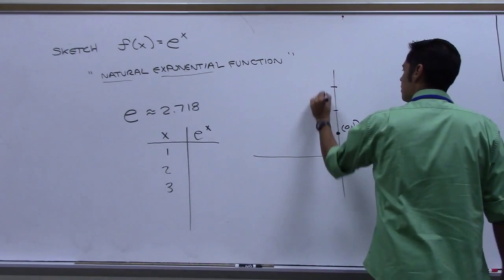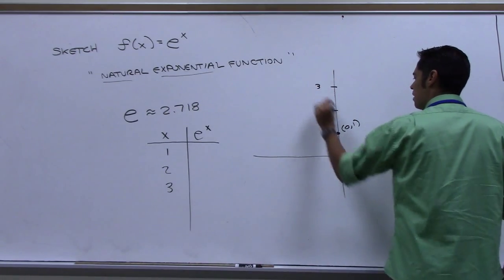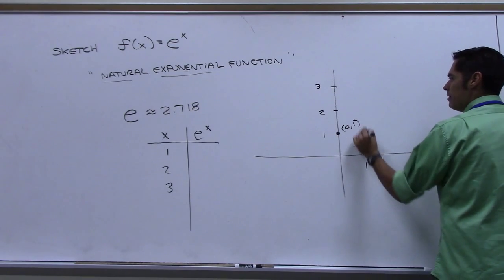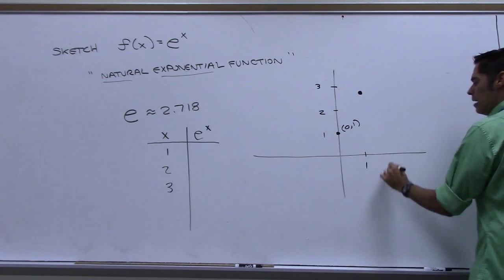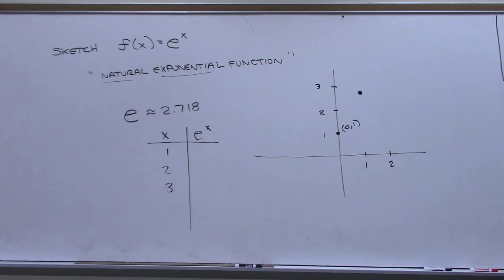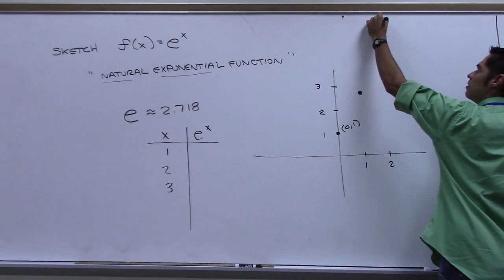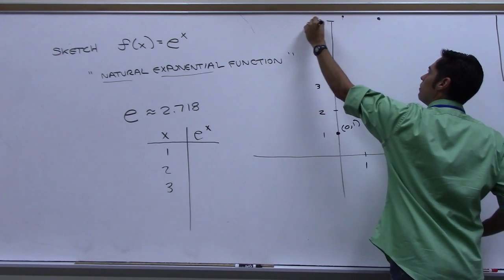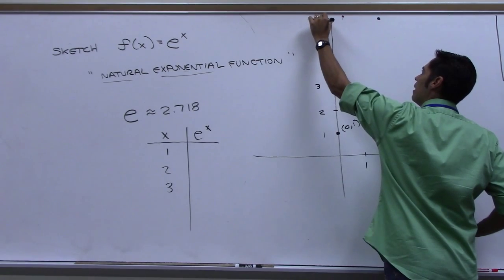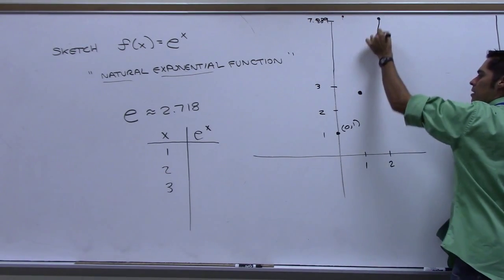Okay, so if this is 2, this is 1, this is 3. At 1, we're at 2.718. That's about right here. At 2, where are you? 7.389. So you come up here. My graph, I'm not going to have enough room. 7.389. And you can get this.